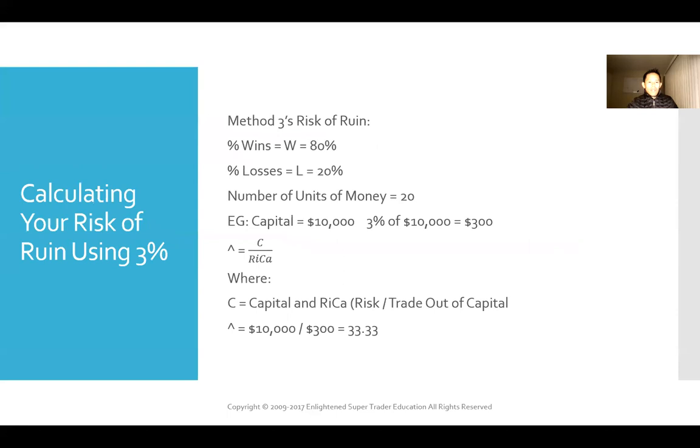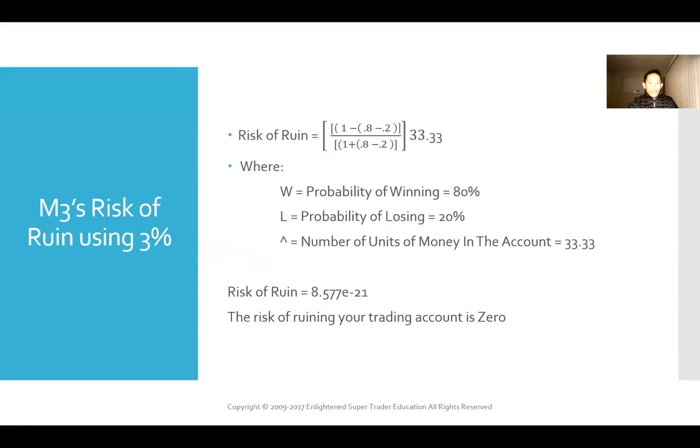Lastly, what if we only want to risk 3%? Well, if you're risking 3%, there's a typo right here. That's actually 33. Now 10,000 divided by 300 is 33.33, since you're only risking 3% of 10,000, which is $300 per trade. Then if you do the calculation itself, the answer will be 8.577 to the exponent of 21. So meaning it's still the same: 21 zeros, then 8.577, which means that your risk of ruining your trading account is 0.